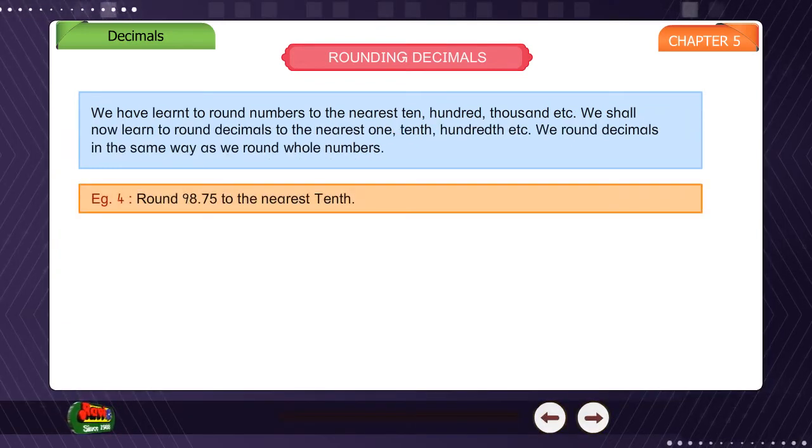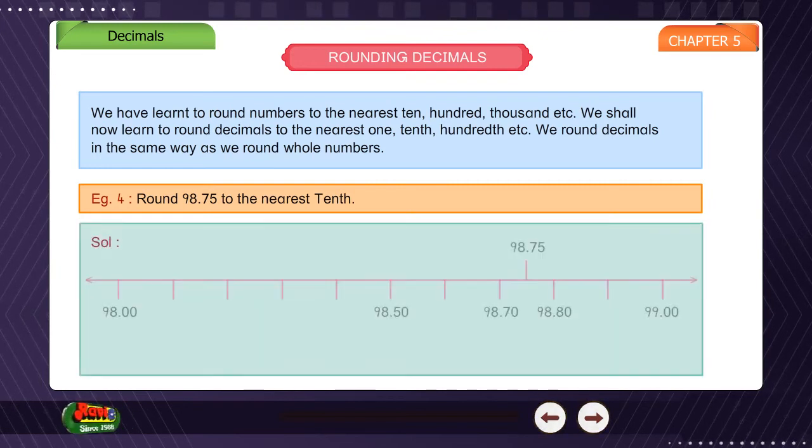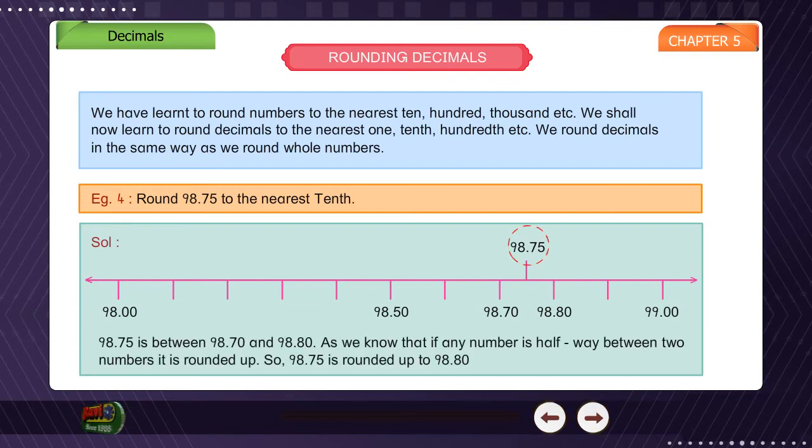Example 4. Round 98.75 to the nearest tenth. Solution: 98.75 is between 98.70 and 98.80. As we know, if any number is halfway between two numbers, it is rounded up. So 98.75 is rounded up to 98.80.